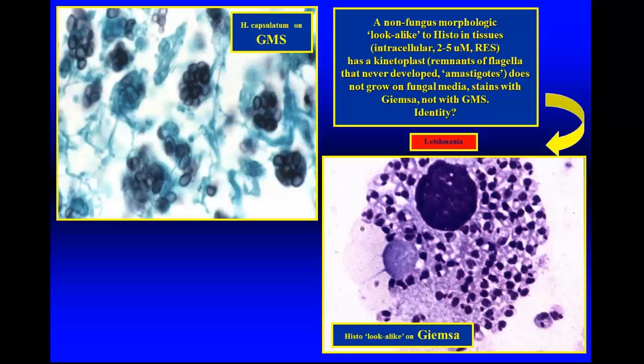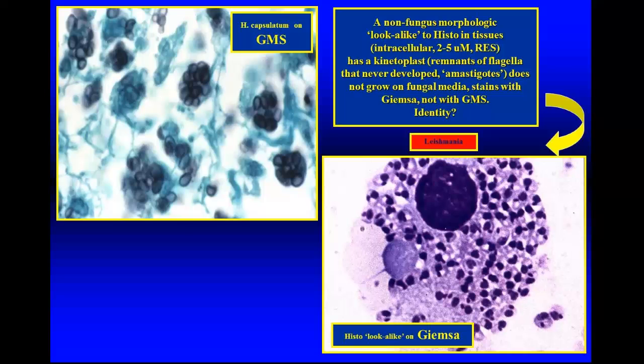that's called a kinetoplast. It's a remnant of a flagellum that never developed, because these bodies are what we call an amastigote, a-mastigote, no mastiga, which in Greek means whip. No whip, no flagellum, it's the only stage of this agent, a stage where there's no flagellum. And it would not grow on fungal mediums, not a fungus. Stains with Giemsa, as do all parasites, won't stain with GMS. Any ideas of what that is?